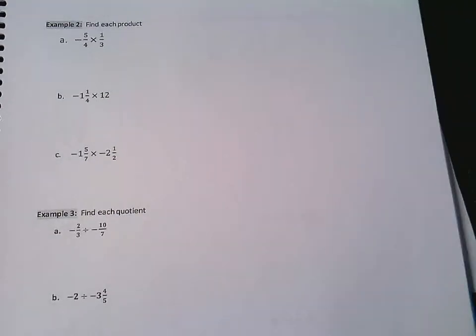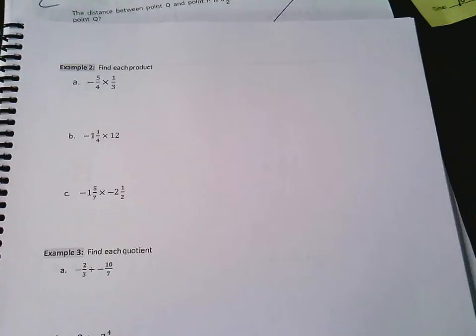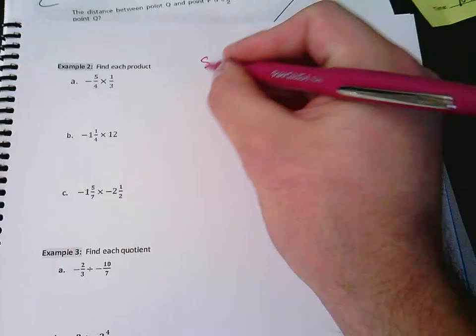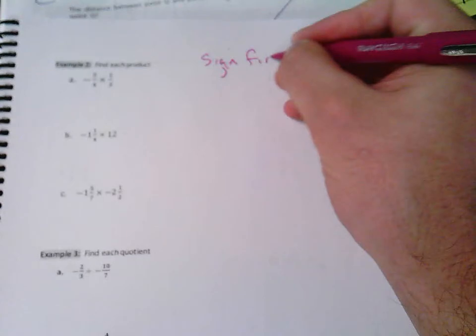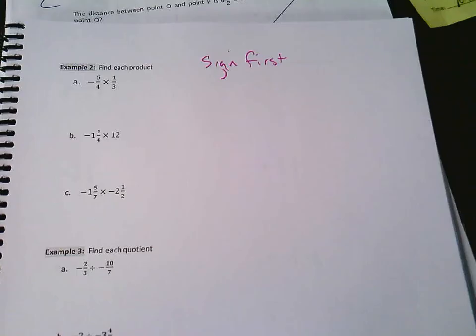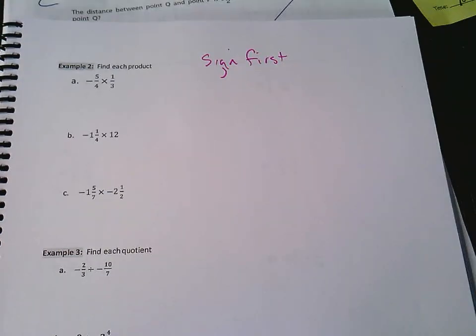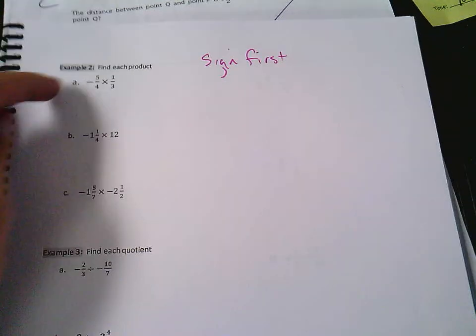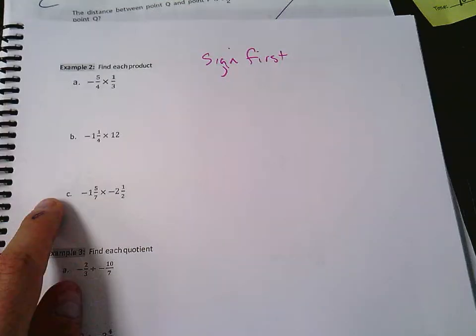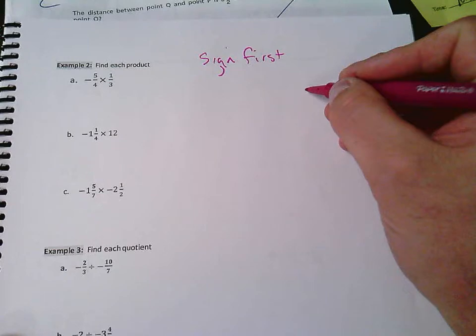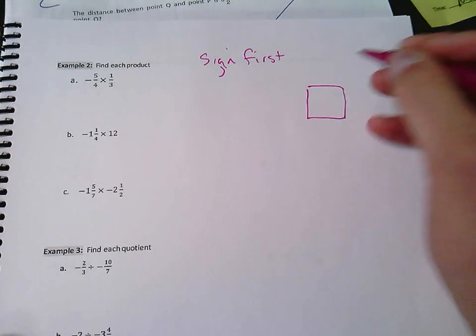The biggest thing as we're working through these problems, and hopefully the focus comes back, is I really want to emphasize sign first. Most students make a mistake when they forget about the sign. So for each one of these problems, before I actually do the math, we're going to determine what the sign is going to be. For A, I'm going to make a little answer box over here. I have a negative number times a positive number. A negative times a positive is a negative.